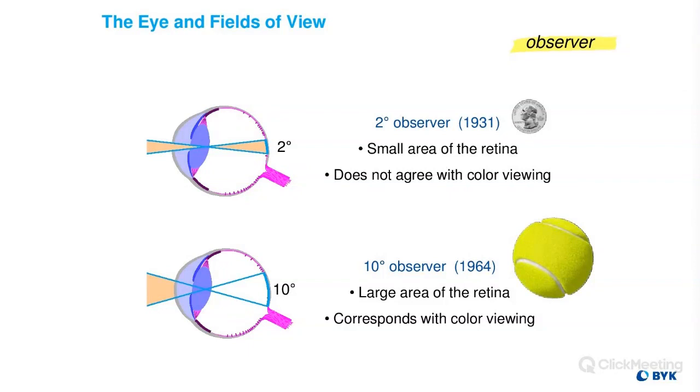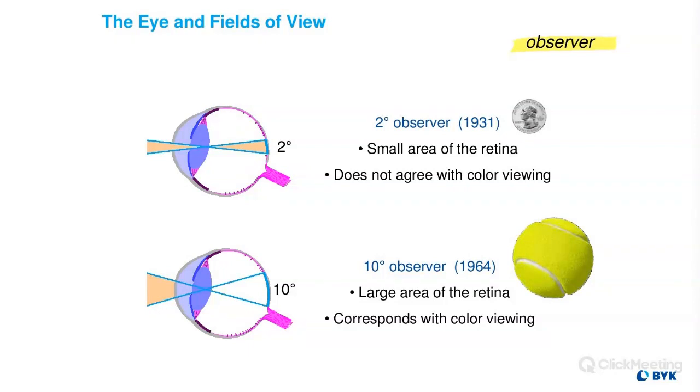But such a narrow field of vision, the 2-degree, was used because it's believed that the cones in our eye are more concentrated towards the center of the retina, whereas as you go further out, you get into more of those rod cells. And so they wanted to isolate the cone cells as much as possible, and that's why a narrow field of vision was chosen. But it was found that that doesn't agree. Those observer functions don't agree as well with color viewing as we'd like them to.